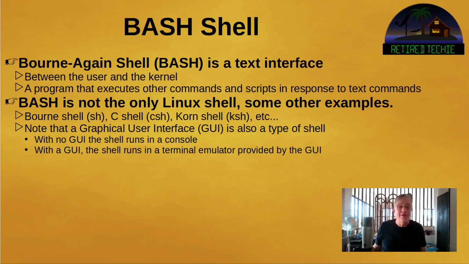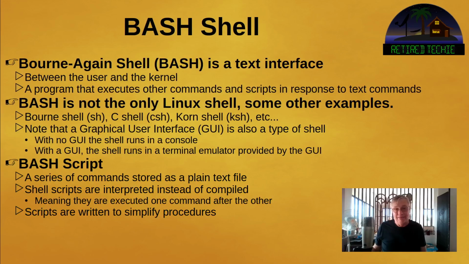With no GUI, the shell runs in something called a console or a text console, which is what you see with a text-only display. With a GUI, the shell will run in a terminal emulator provided by the GUI. So a bash script is a series of commands stored as a plain text file. Shell scripts are interpreted instead of compiled. That is to say, you run one line. Once it's finished, you move on to the next line, as opposed to compiling a binary out of it.